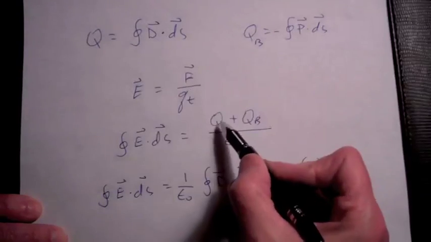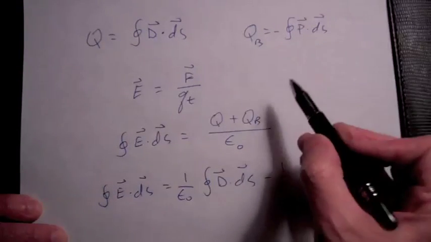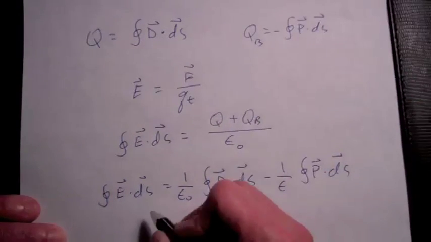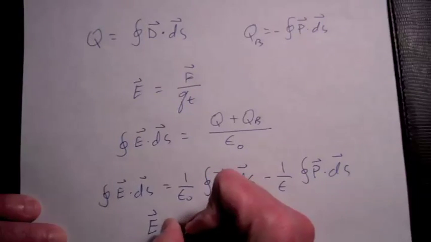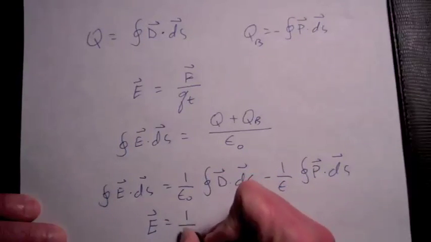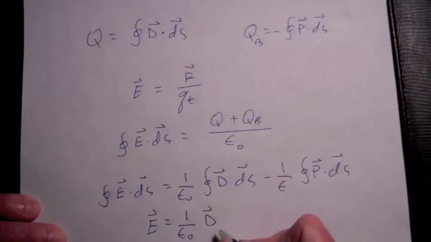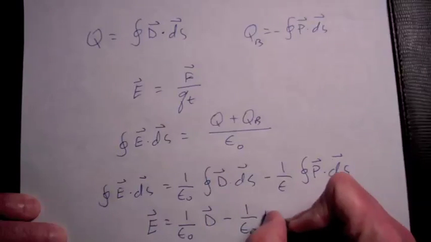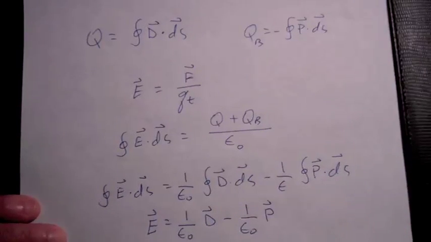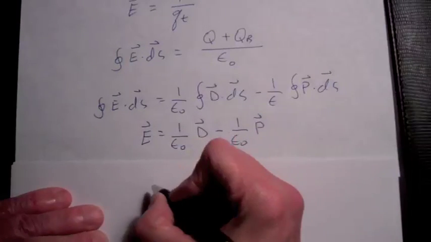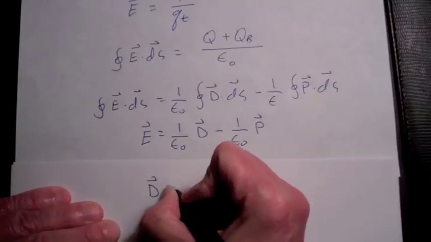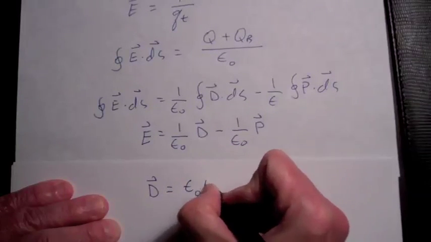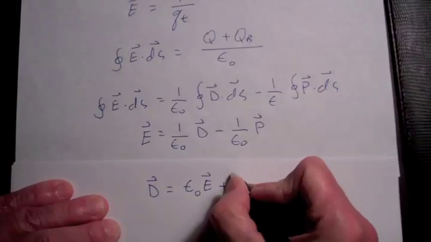So I've substituted Gauss's law for Q, the free charge enclosed, and this expression we just came up with for the bound charge enclosed. So the electric field intensity we see is equal to 1 over epsilon sub 0 times the electric flux density field minus 1 over epsilon sub 0 times the polarization. Or rewriting this, the electric flux density field is equal to epsilon sub 0 times the electric field intensity plus the polarization.